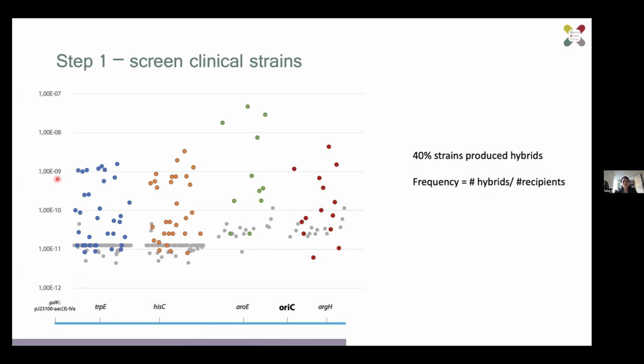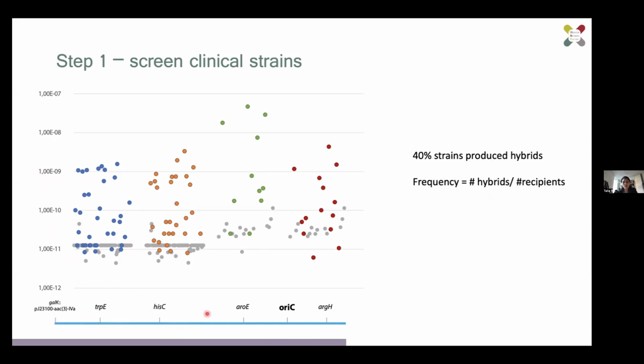So 1 times 10 to the minus 9. And we see that each dot represents a different donor tested, and the frequency at which they produce hybrids varies quite a lot. Down here, we see which marker we were selecting, TRPE and HEC.